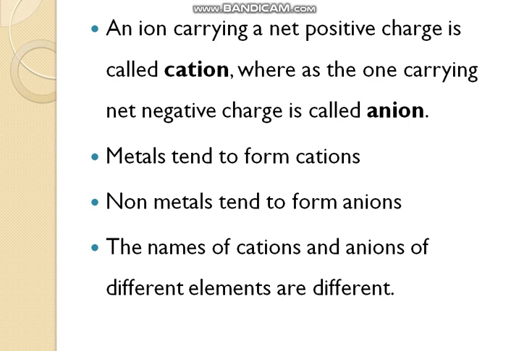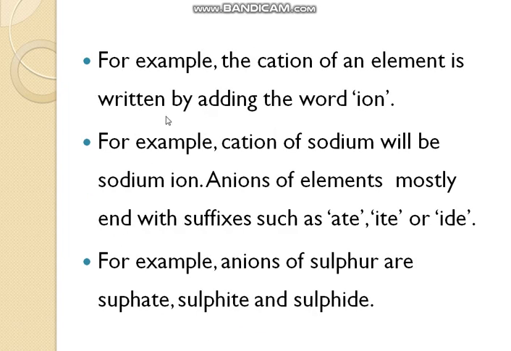Then we learn about ions, cations and anions. The cation of an element is written by adding the word ion. For example, the cation of sodium will be sodium ion. Anions of elements mostly end with suffixes such as ate, ite or ide. For example, sulfur we can write as sulfate, sulfite and sulfide. Those are examples of representing anions.